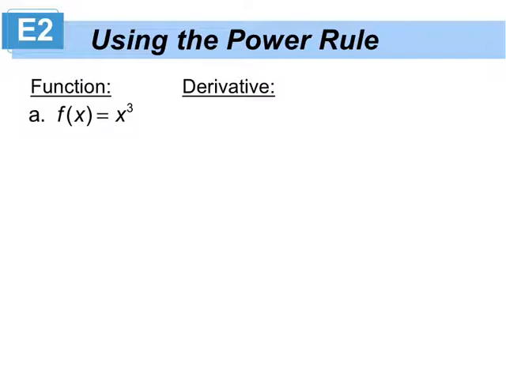Maddie, what do you got? You forgot one small thing? 3. 3x squared, correct. 3x to the second. Bring the power down in front, reduce it by 1. Beautiful. How about this guy?